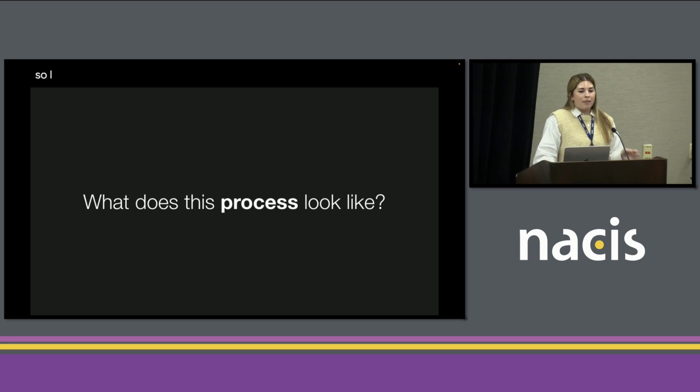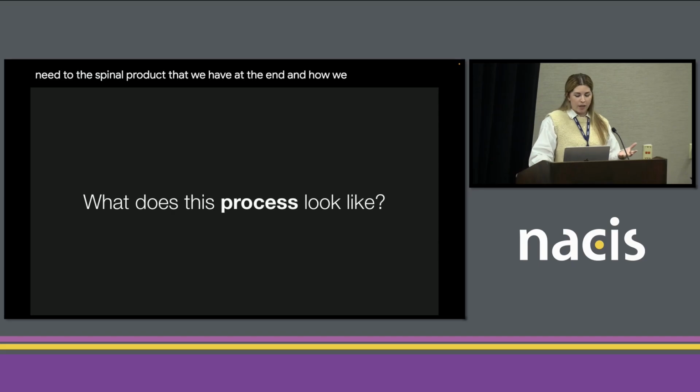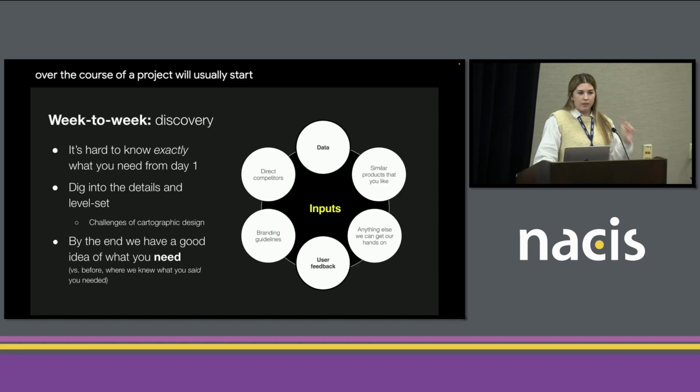So I want to talk about this process and how we go from here's what I think I need, to this final product that we have at the end and how we manage that. Over the course of a project, we'll usually start with discovery. And this is something that clients never want to pay for, but you really need to do. Because it's impossible to start a big project and know every single thing that you want.